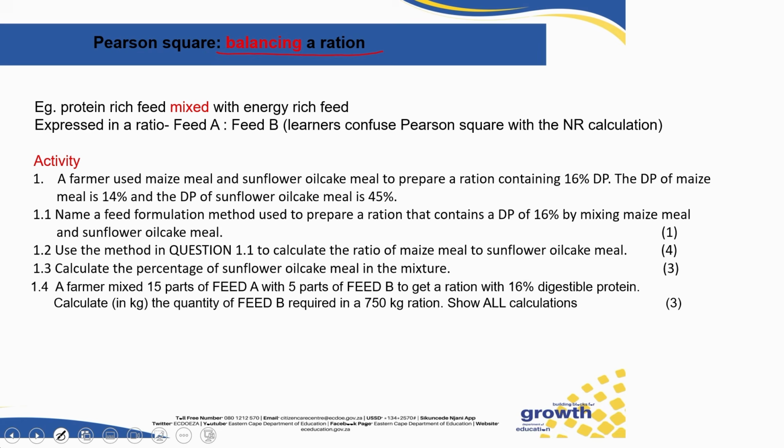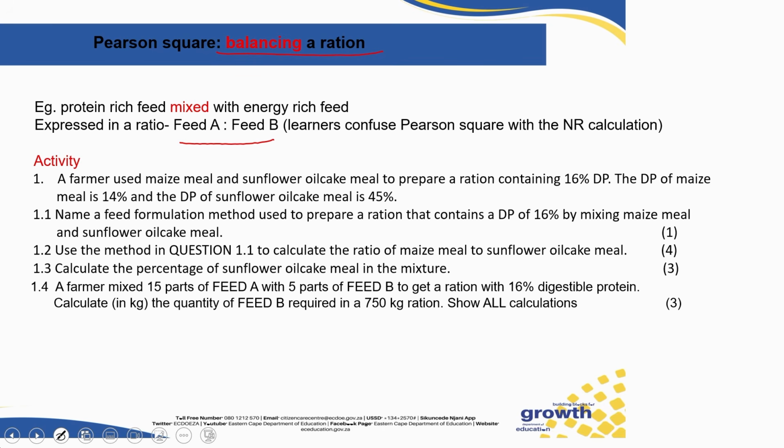So, for instance, protein-rich feed needs to be mixed with energy-rich feed so that what the animal consumes is balanced. An animal doesn't need to consume a feed with only protein or a feed with only carbohydrate. So both of these feeds need to be balanced to get the required nutrient values for a farm animal. So when balancing a ration, we're talking of a ratio: feed A is to feed B.